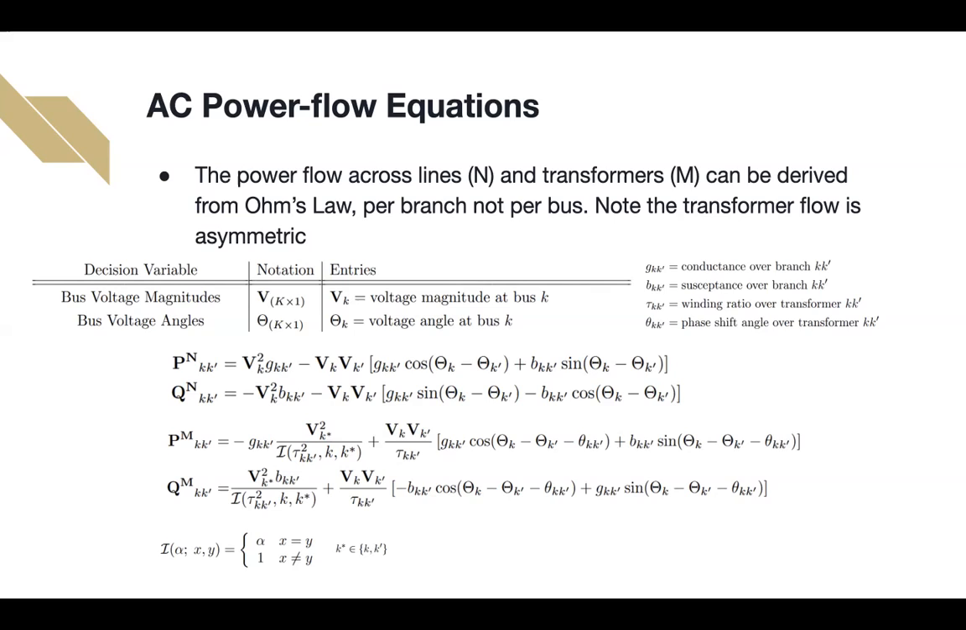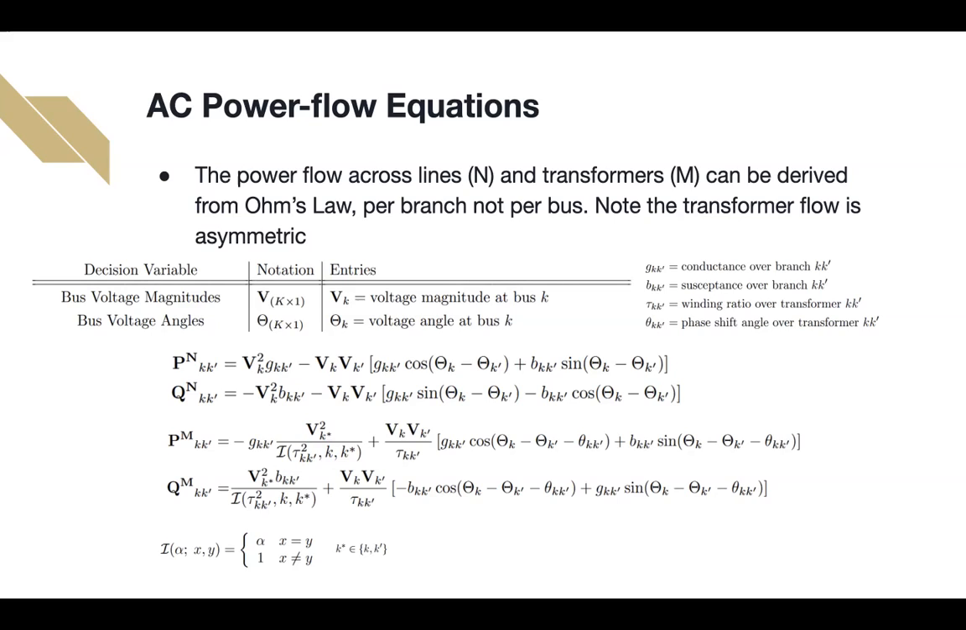You can see that we have these really nonlinear terms for both of our decision variables. We have quadratic terms with our voltage magnitudes, and then sinusoidal terms with our voltage angles. We also have other terms that describe the properties of each line or transformer: the conductance and the susceptance, and then the winding ratios and the phase shift angles for the transformers. These equations are messy, pretty intense, obviously not linear, and very painful to solve.